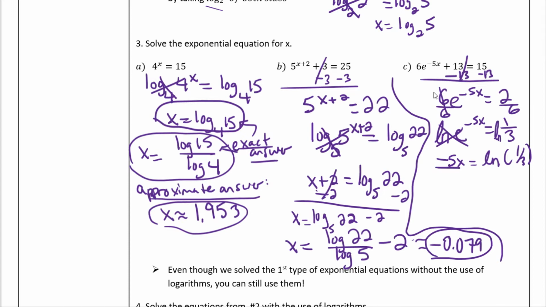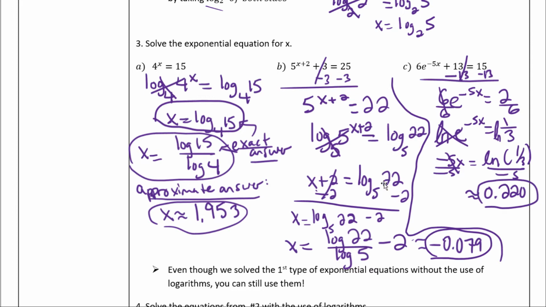All right, now we can divide by negative 5, and we get our exact answer. So that's our exact answer. And then if you wanted to do it as a decimal, we can. You get 0.220 approximately. All right, and then that's how you solve for x in those types of equations.